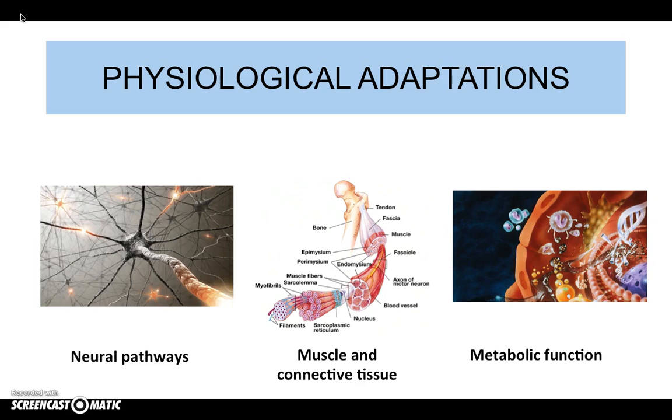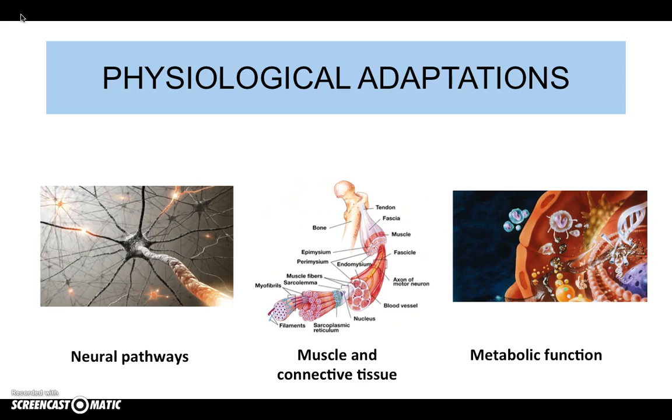You get muscle and connective tissue as well as metabolic function adaptations as well, and all of this increases the body's capacity to provide fast, strong and powerful muscular contractions. This is why we want these adaptations, for that fast, strong, powerful contraction. And that is what we're going to be looking at today.